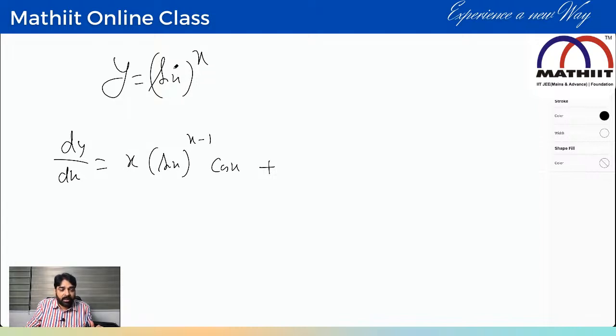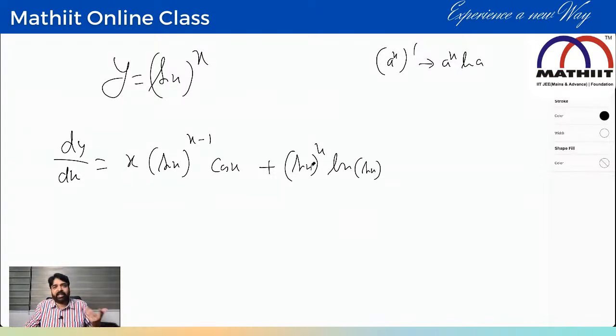Yes, this is the constant. If this is the constant, then we use the a power x formula. So what is the a power x differentiation formula? It is a power x into ln a. So we'll say sin x power x into ln a. Here a is sin x. And who is the variable here? X. And the x differentiation is 1.